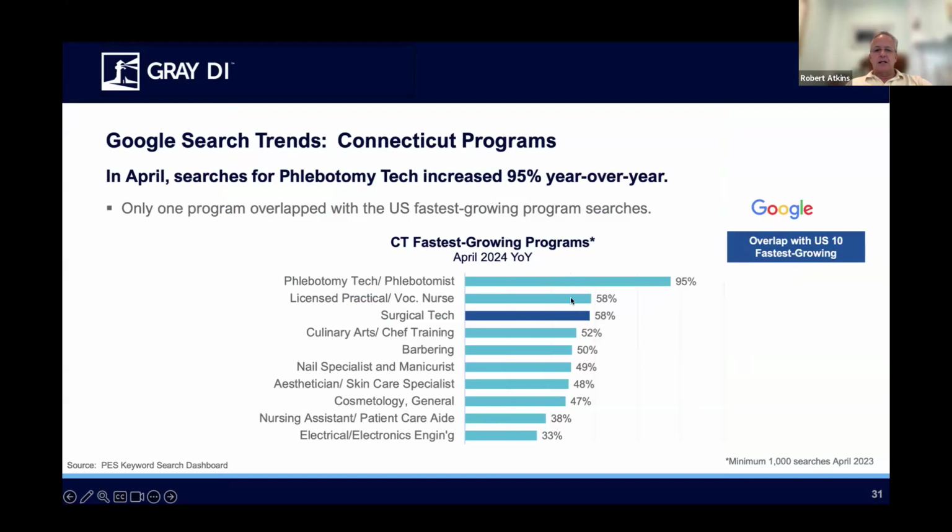Phlebotomy was at the top of the list. Licensed practical vocational nurse. And then we have Surge Tech, which was on our other list. But then we go to a bunch of personal care areas. Culinary arts, barbering, nail specialist, esthetician, cosmetology, and nursing assistant, with 38% growth. And then we have electrical and electronics engineering, which was not on our national list.